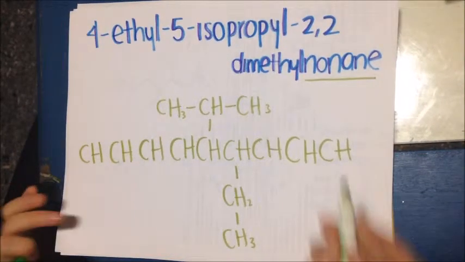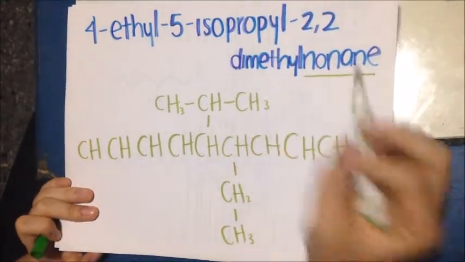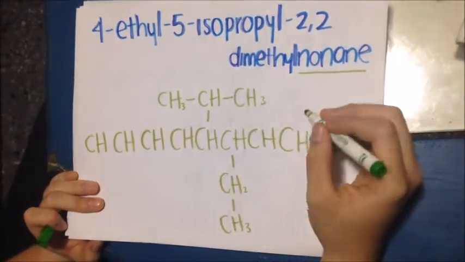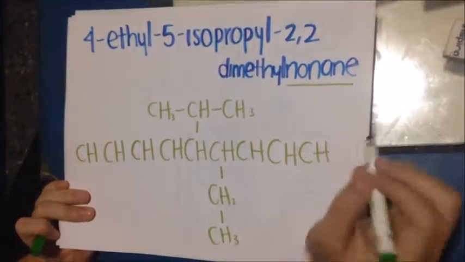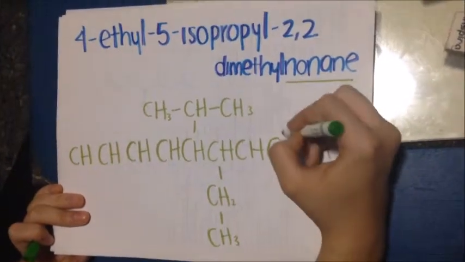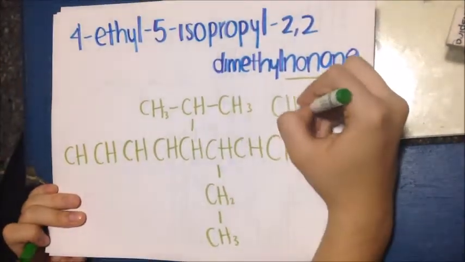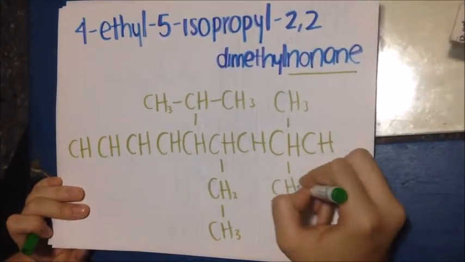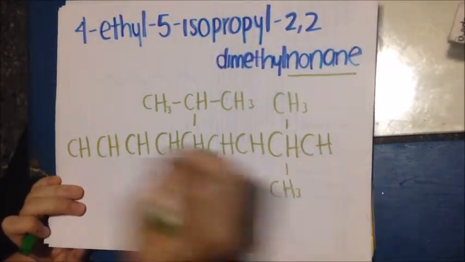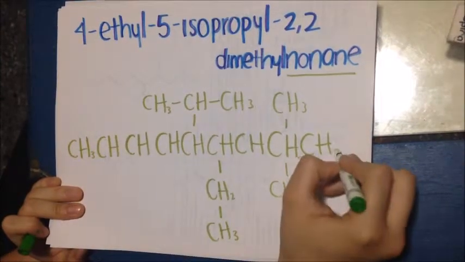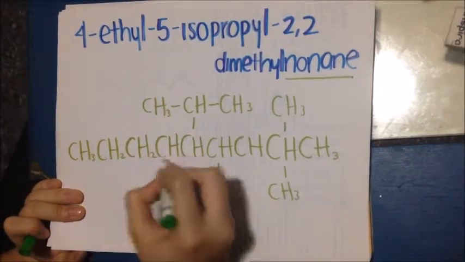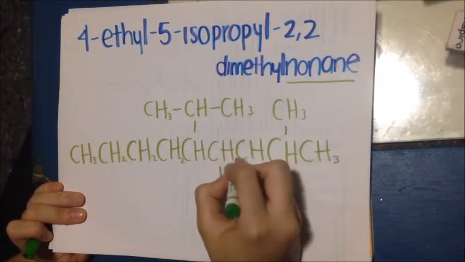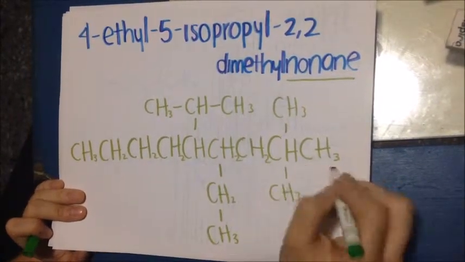Then 2,2 dimethyl. Methyl is 1 carbon atom. So 2,2. There will be 1 here and 1 here. So we have 3, 3, 2, 2, 2, 1, 2, 2, 1, 3.